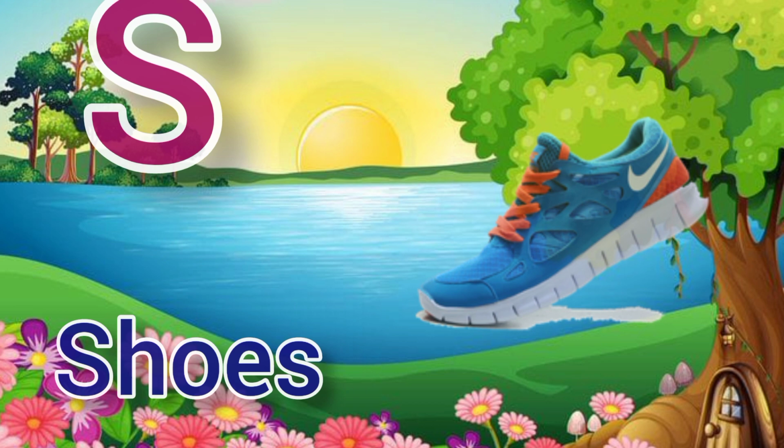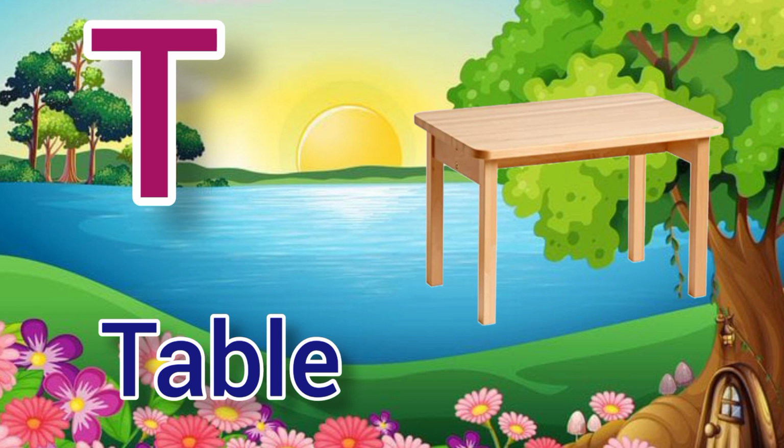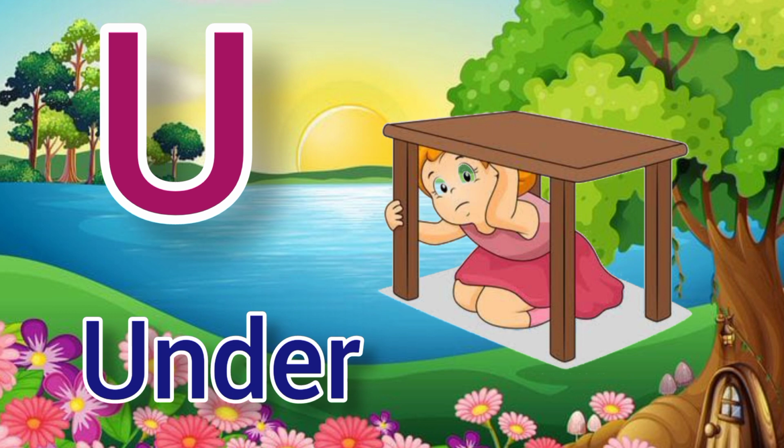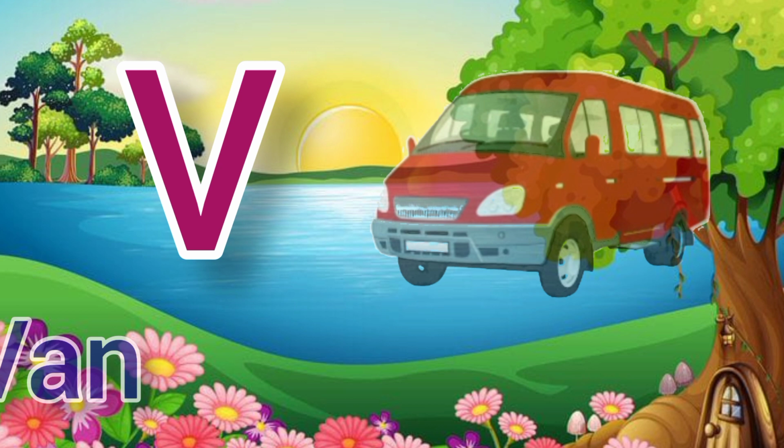T. T for table. Table means table. U. U for under. Under means niche. V. V for van. Van means gaadi.